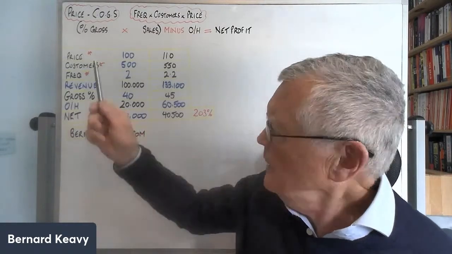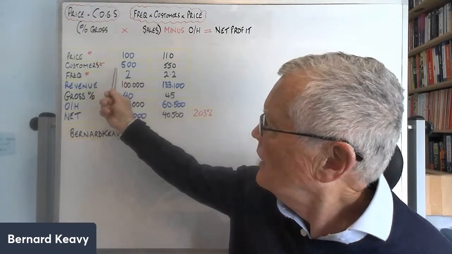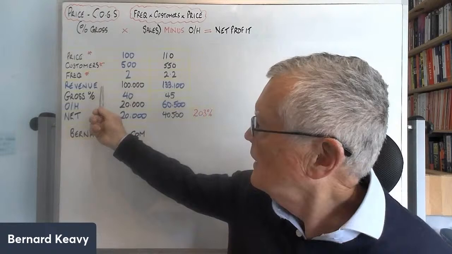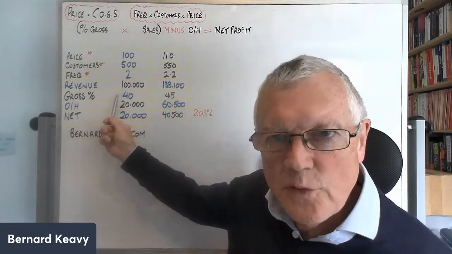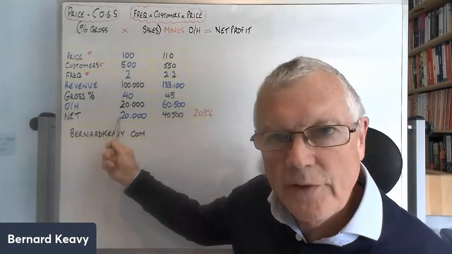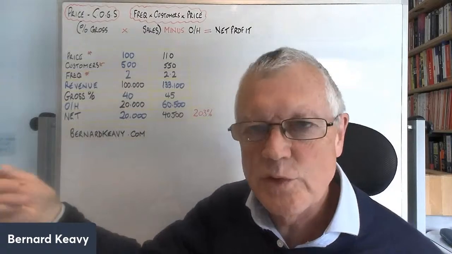So here we have a starting position where our price is 100, and we've got 500 customers, and they buy typically twice a year from us. That would mean our revenue would be 100,000. Our gross margin is 40%, and our overheads are 20,000. So our net profit ends up being 20,000, because 40% of 100,000, our gross profit, is 40,000.